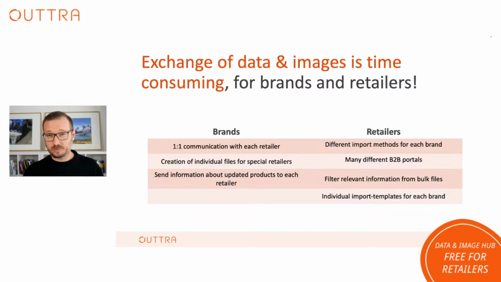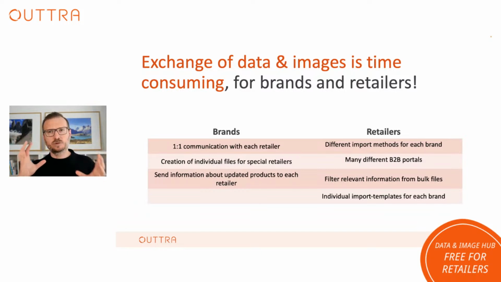Also, there's the problem when you update a product or an image for a product. This update is normally sent out manually to each retailer: "Here, please change the product image because it's updated and it's not the newest image there." On the other side, the retailers have different import methods for each brand, many B2B portals. They also have the problem of filtering relevant information from the big files and individual import templates for each brand. So it's really complicated for the retailers too.